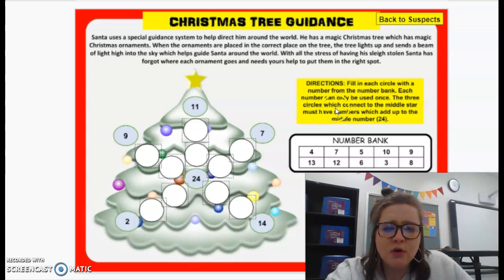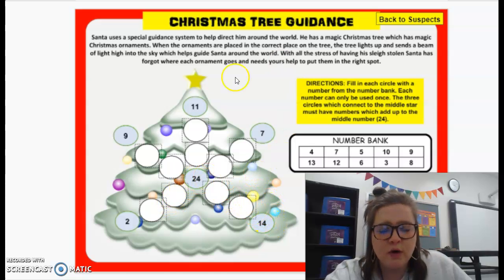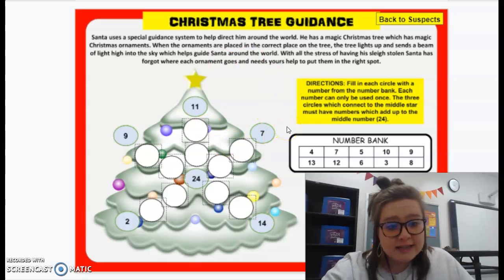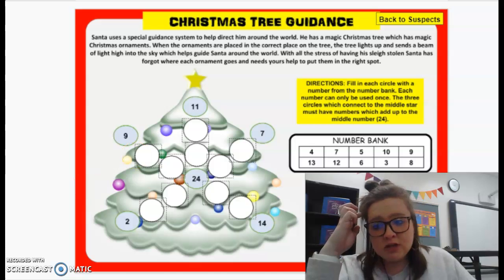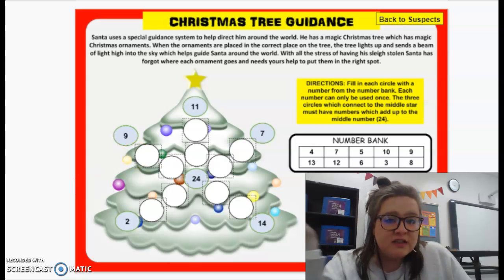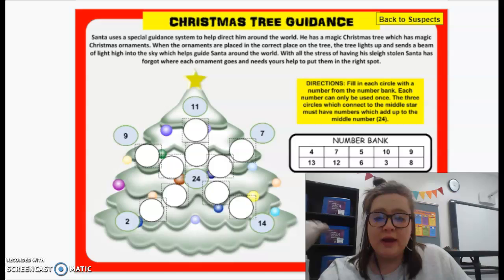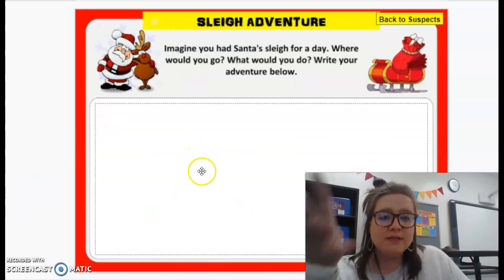The 3 circles which connect to the middle star must have the numbers which add up to the middle number 24. So 2 plus something equals 24. 14 plus something equals 24. Okay? So just a little brain teaser. You can only use the numbers one time. Okay? Challenge you guys to do this. Please do it. It's fun. It just gets your brain going. But you must absolutely do this.